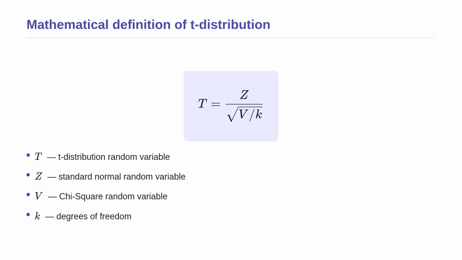Taking the square root of this ratio perfectly models the extra uncertainty introduced by estimating the standard deviation from a small sample. If the degrees of freedom increase, the denominator stabilizes, and the entire ratio behaves more like a standard normal variable.